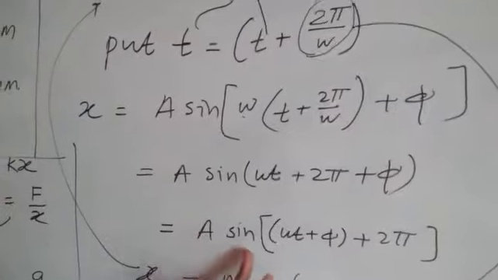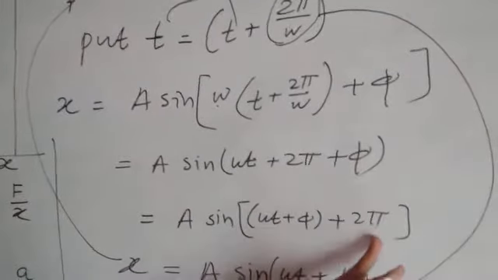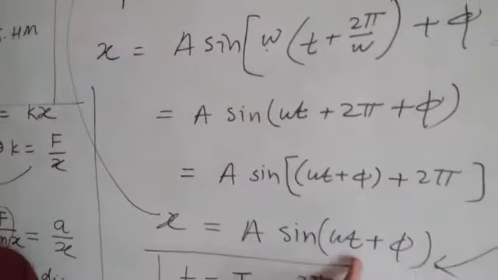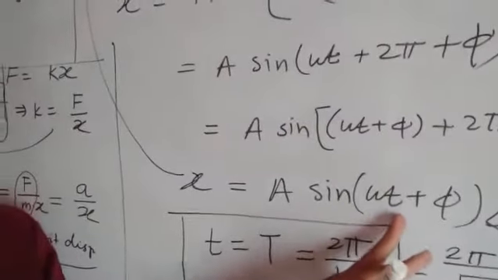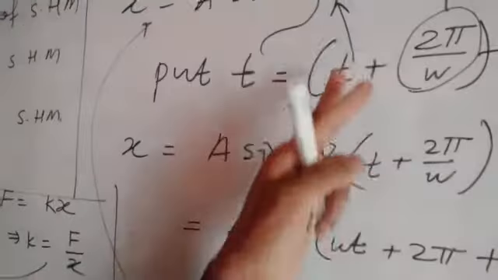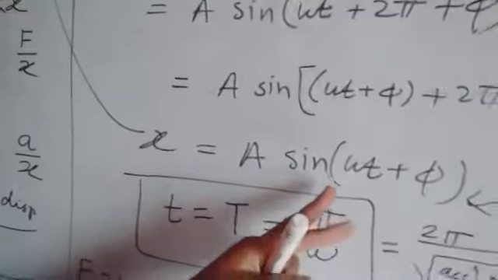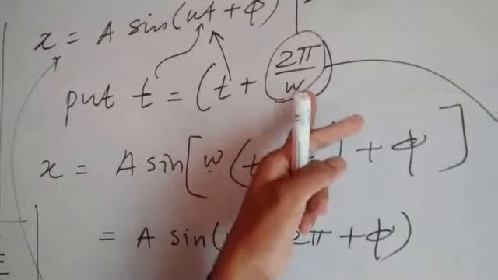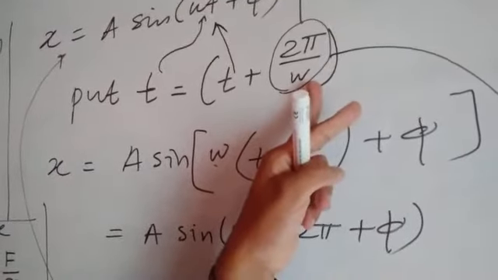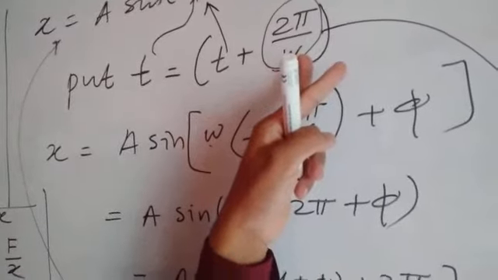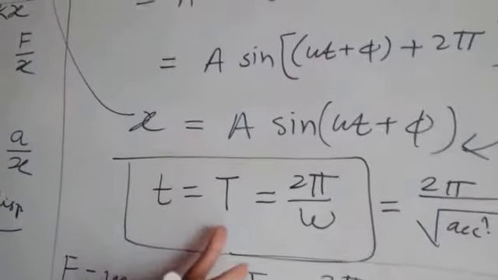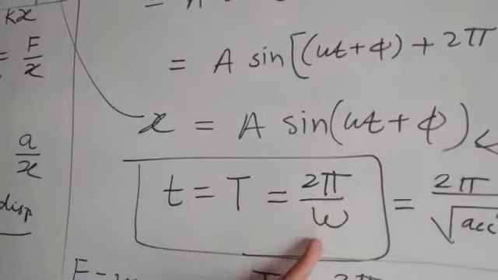We get that sine of theta plus 2 pi is sine theta. In our case, this is theta. So we get A sin omega T plus phi. And this equation is exactly similar to the initial equation. So we can say the motion repeats itself after this time 2 pi by omega. This is said to be the periodic time, after which the motion again starts the same. So we can write small t equal to capital T equal to 2 pi by omega, the time period.